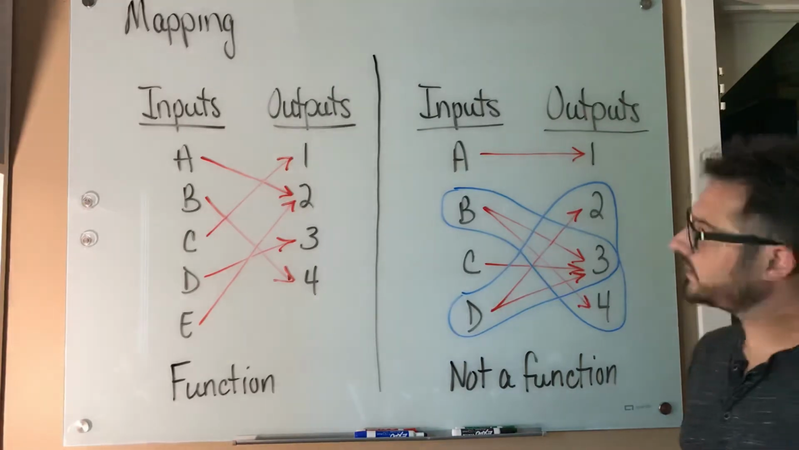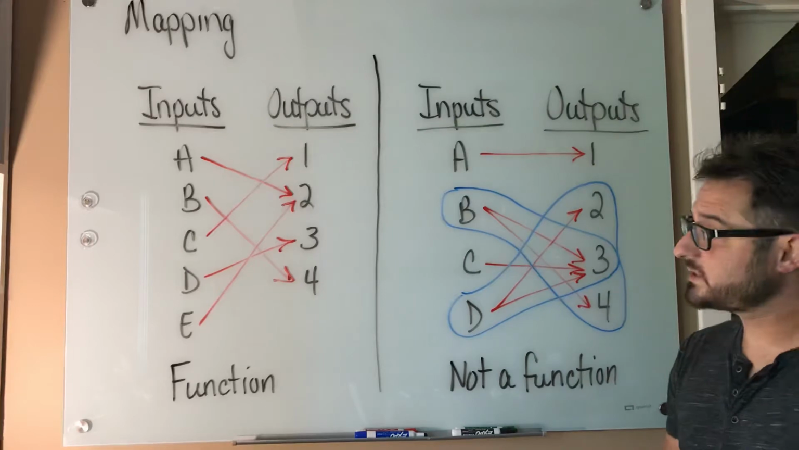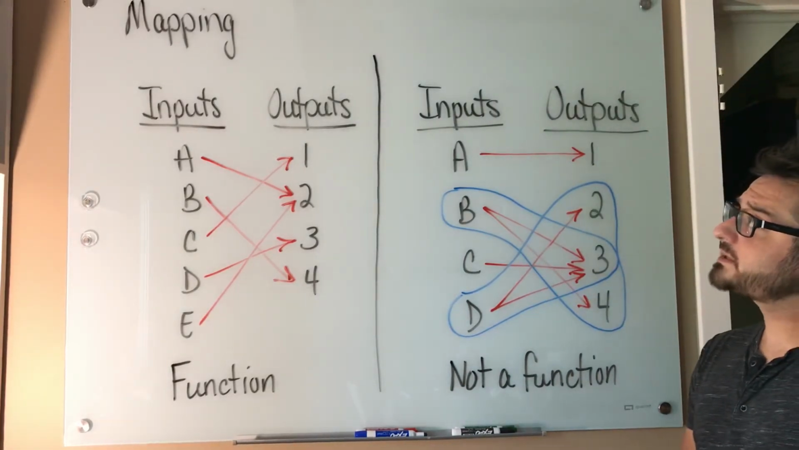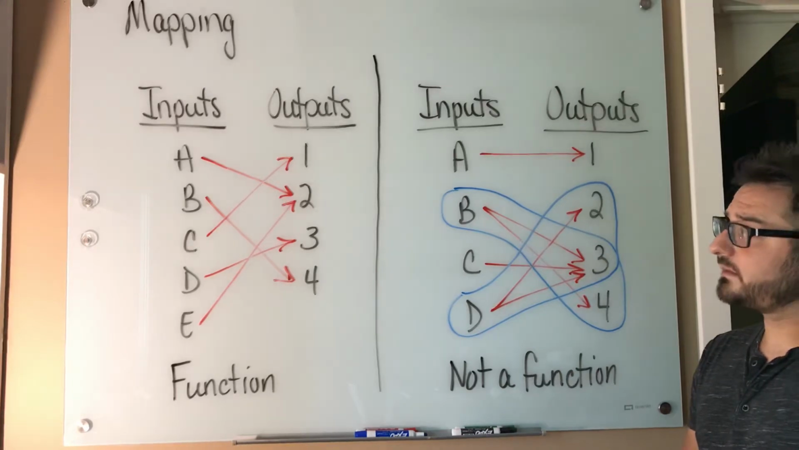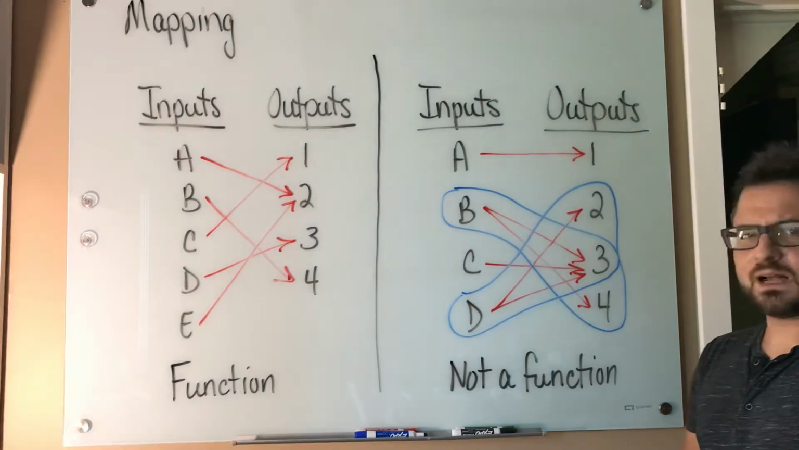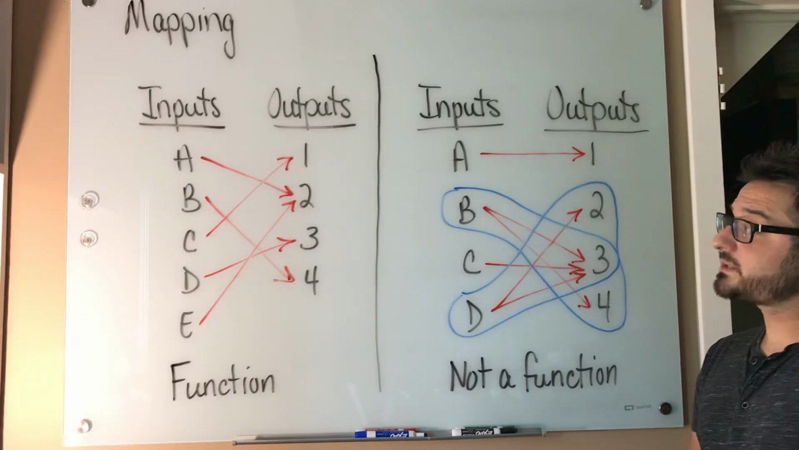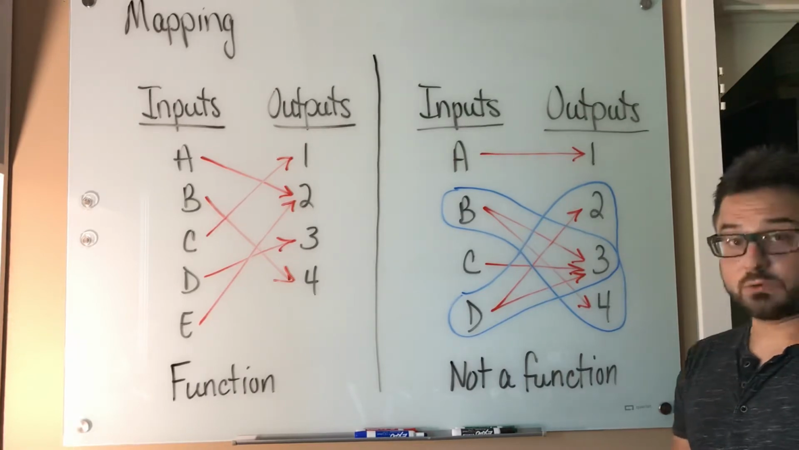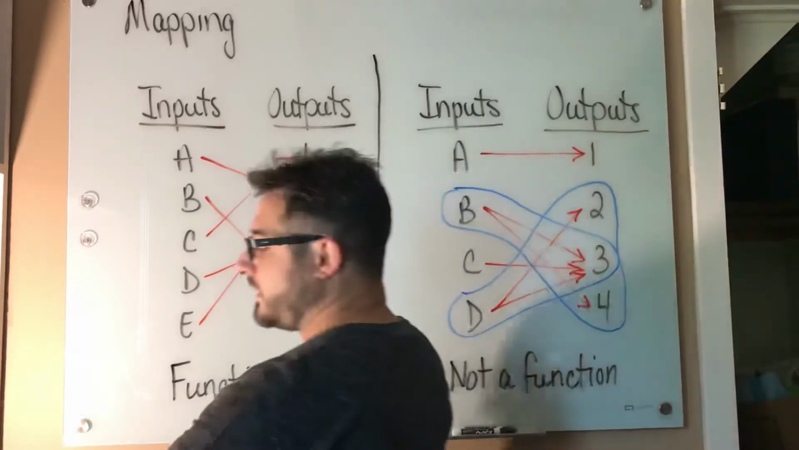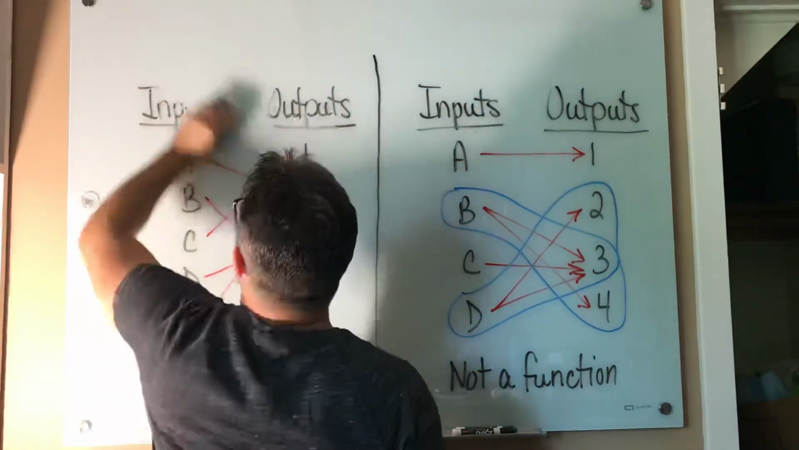Now again, mappings are not used terribly often in math. There are much more efficient ways of representing relations in math, but they do serve a purpose, particularly when, again, the list of inputs or outputs is relatively short. The rule is not necessarily known, but we do know the pairs, and particularly when either the inputs or the outputs is not numerical. The next type of representation then is a table of values.